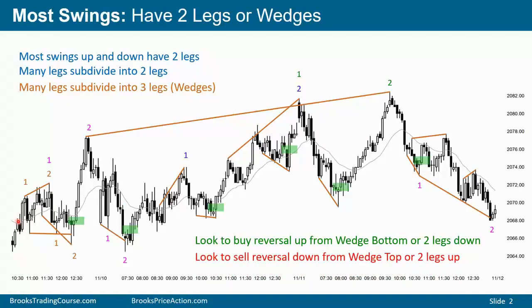Traders should also look to sell reversals down from 2 legs up or from wedge tops. 3 legs up, wedge rally, 3 legs, 1, 2, 3. It's also 2 legs, 1, 2. A big 3-legged pattern here, 1, 2, 3. And it's also a big 2-legged pattern here, 1, 2. And then 2 legs up, 1, pull back, 2. And then here we got a double top and a break above the double top. You can call it a trading range with a double top and then a small wedge here.